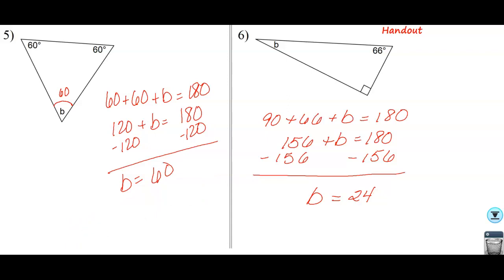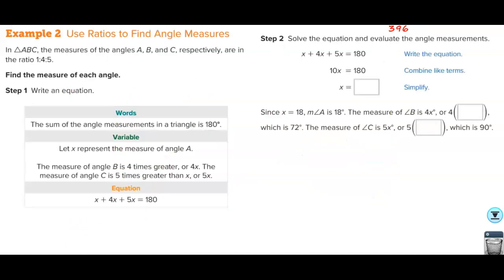Back to your workbook on page 396. Use ratios to find angle measures. This is a little tricky here. What they're doing is giving you a ratio of the three angles.